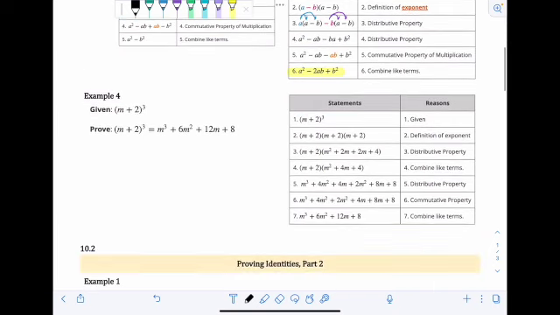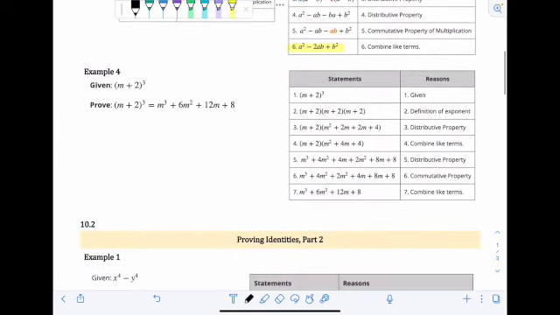Okay, so example 4, given (m plus 2) cubed, we want to prove that it simplifies to m cubed plus 6m squared plus 12m plus 8. So we're just multiplying, and we're writing the steps that we're using to multiply. So it's a little bit more tedious of a section.